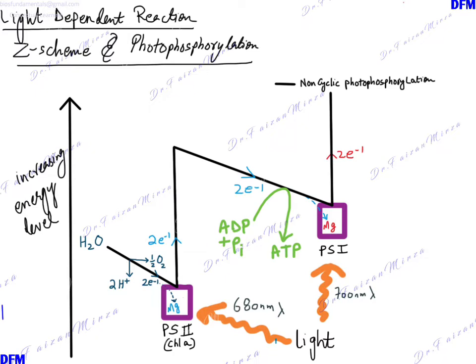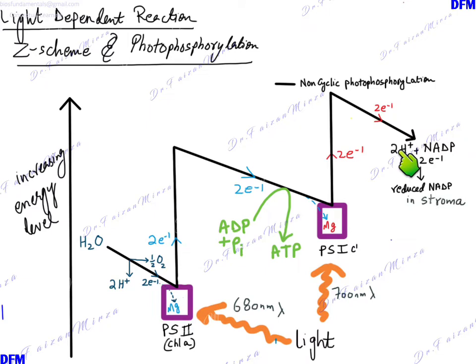So these 2 electrons which actually belong to PS1 are still going at a higher energy level. These 2 electrons will fall into the stroma where you have NADP. This NADP will allow the 2 electrons which are here to get added, and the 2H plus ions that initially belonged to water splitting also get added to NADP. So NADP gets reduced in the stroma.